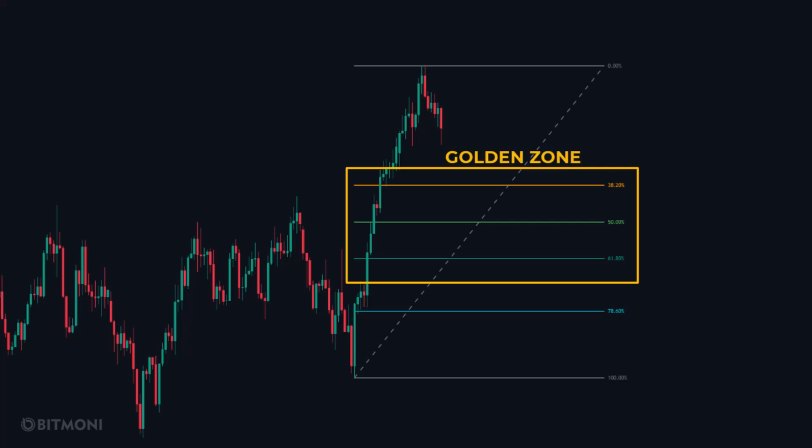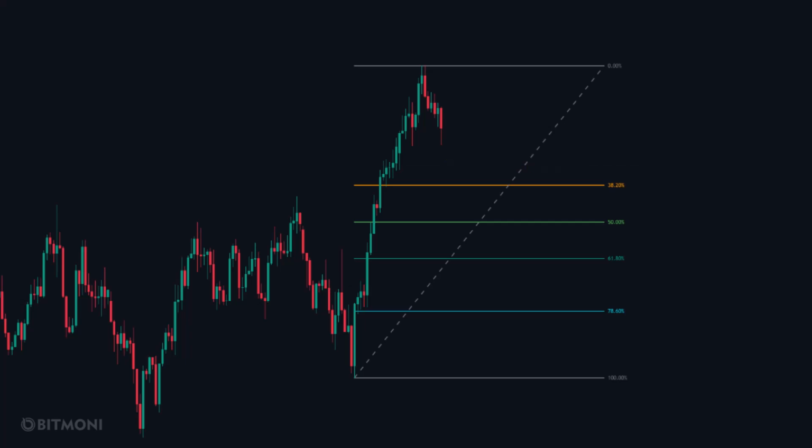While these levels are popular for spotting potential reversals, they don't guarantee that price will reverse from them. Price can still push through and reach deeper levels, like 78.6% or even 100%. The 100% level is considered the maximum boundary for a valid pullback.